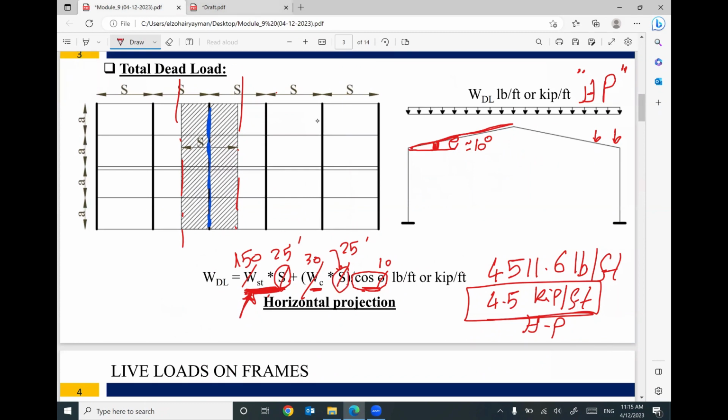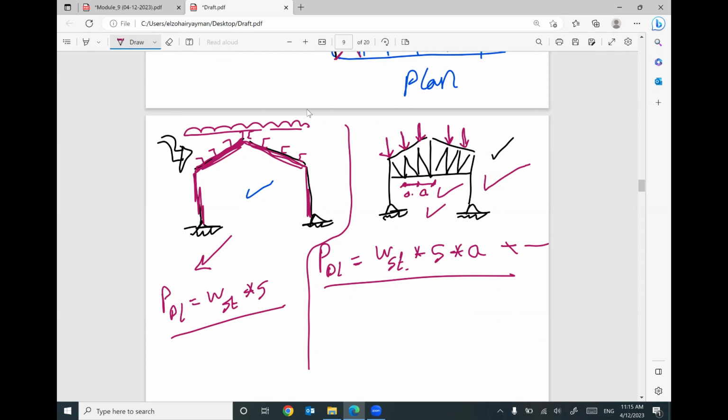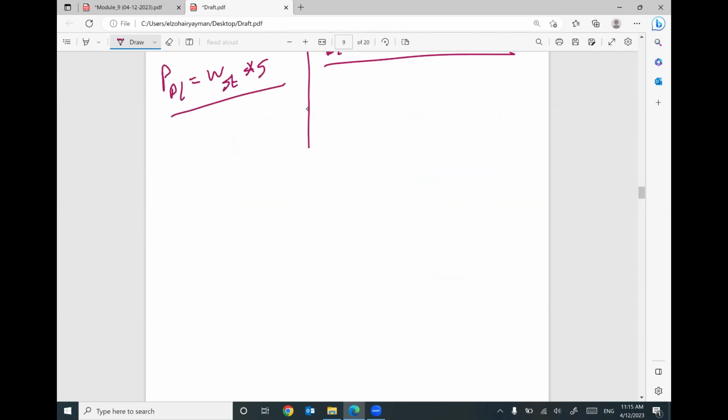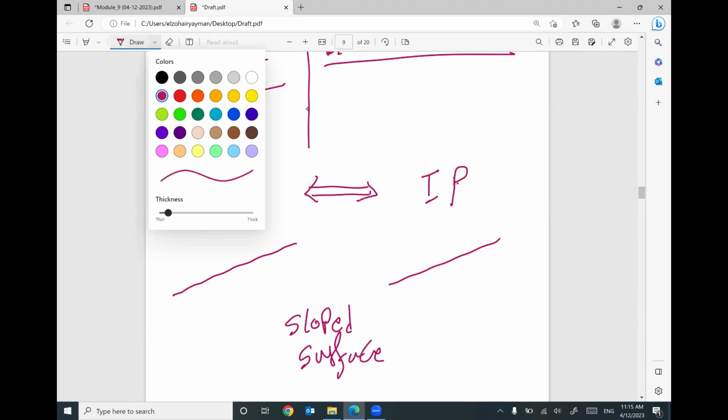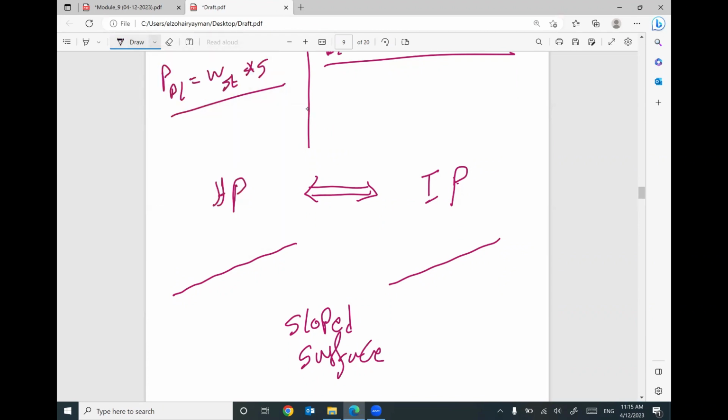This is the first point. The second point, what is the difference between horizontal projection and inclined projection? This difference only exists if you have inclined or sloped surface. If you have a sloped surface, we will have this difference between horizontal projection and inclined projection. What do you mean?